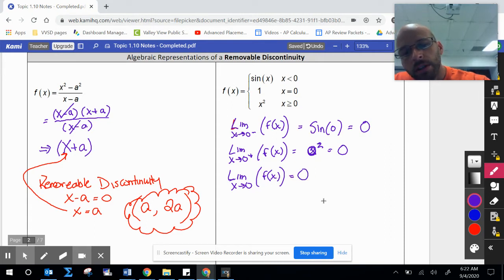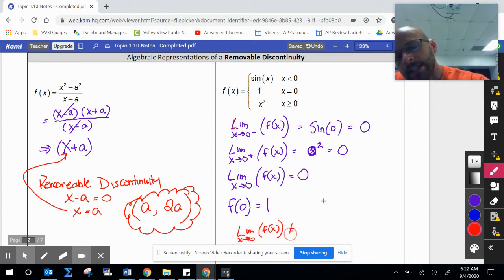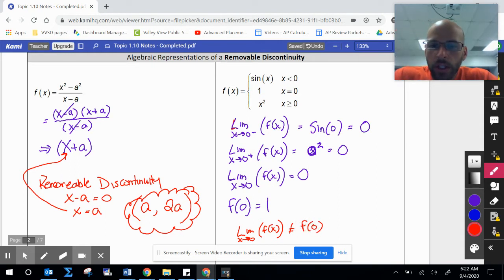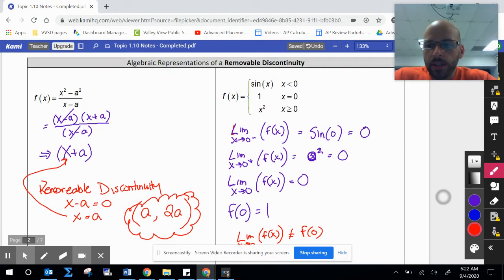However, you can see in the middle of our piecewise function, we know f of 0 is 1. And because the big statement here is the limit as x approaches 0 of f of x does not equal f of 0, and because those two things aren't equal, we know that there's a removable discontinuity.